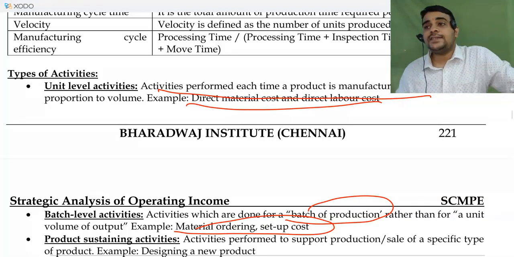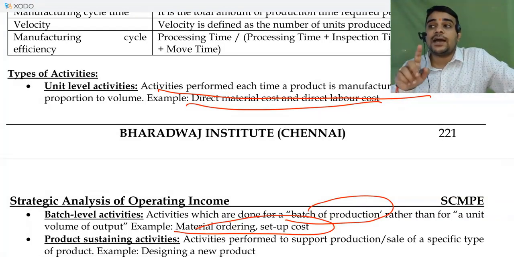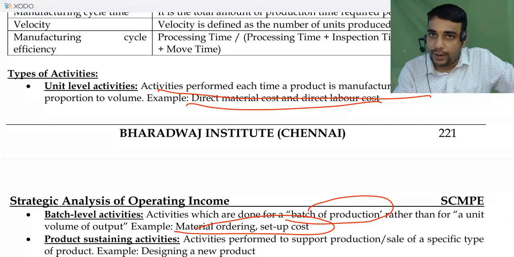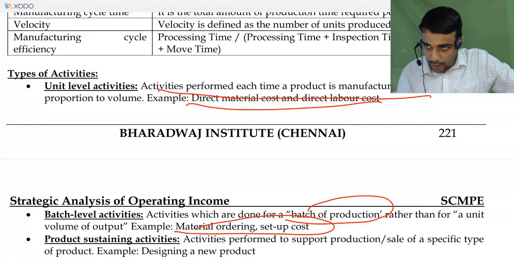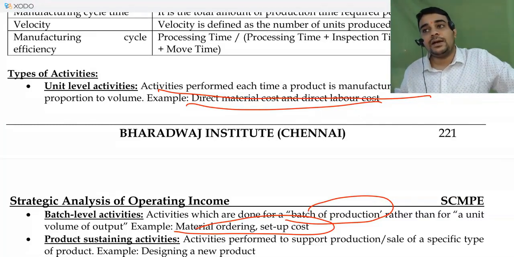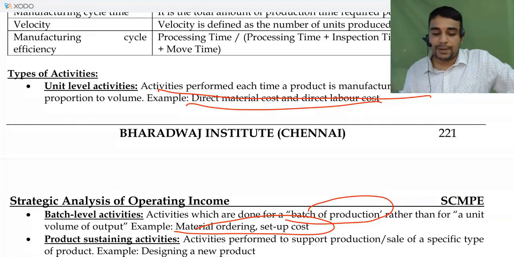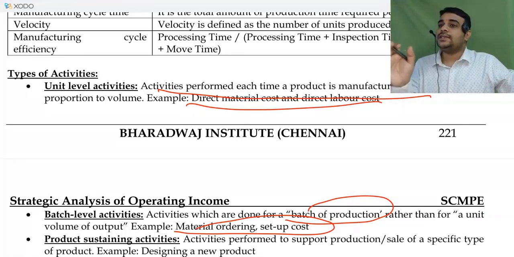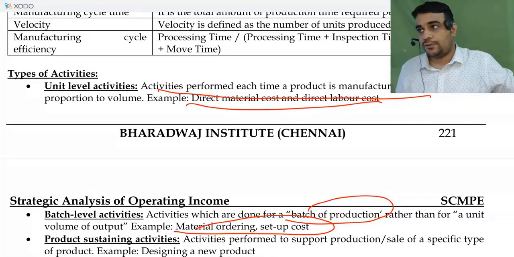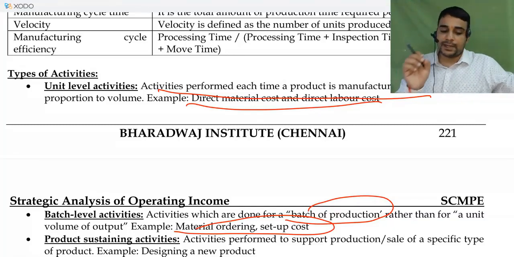Third is product level activities. These are the activities which are incurred specifically for one product but not incurred for the other product. Example, advertising. If you do advertising for a specific product, that becomes a product level activity.